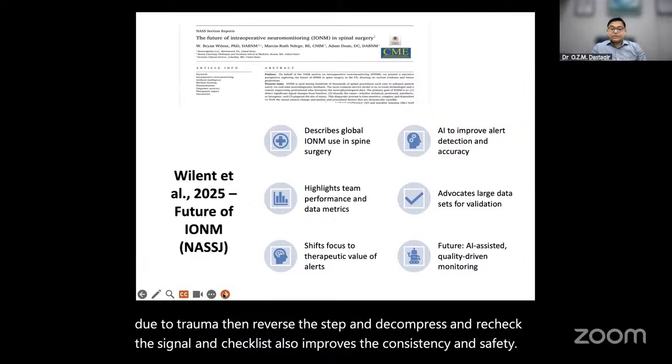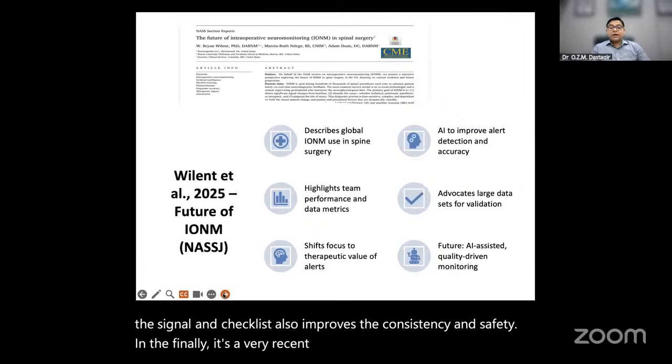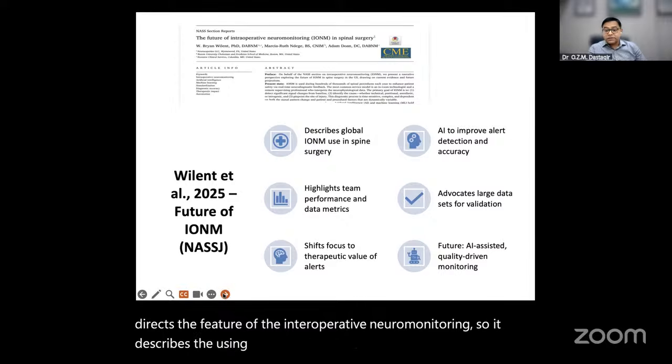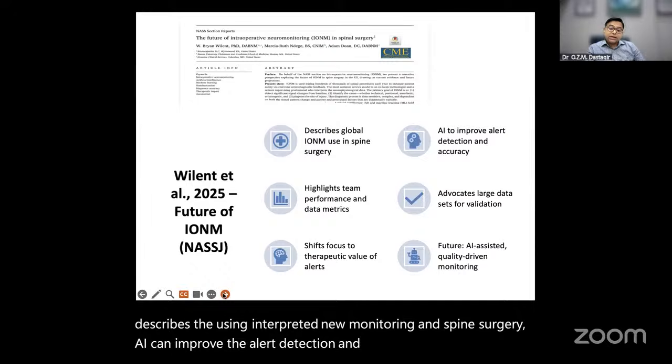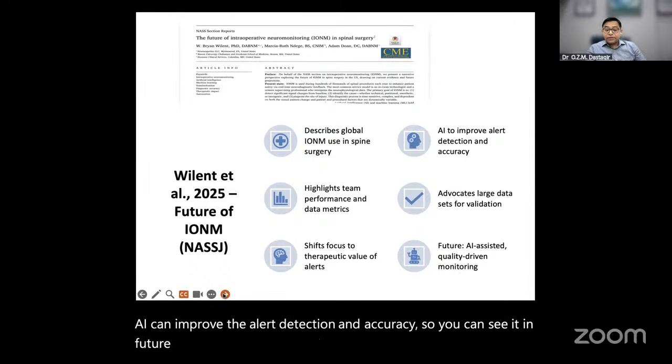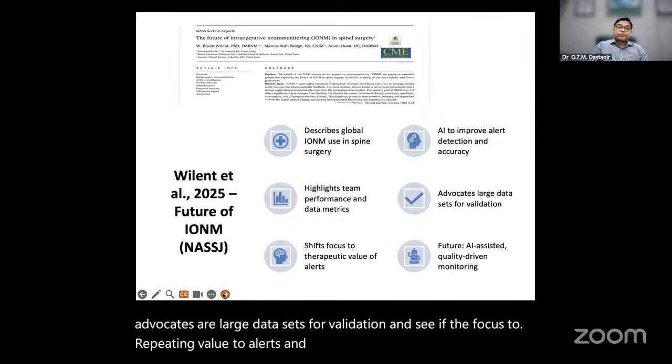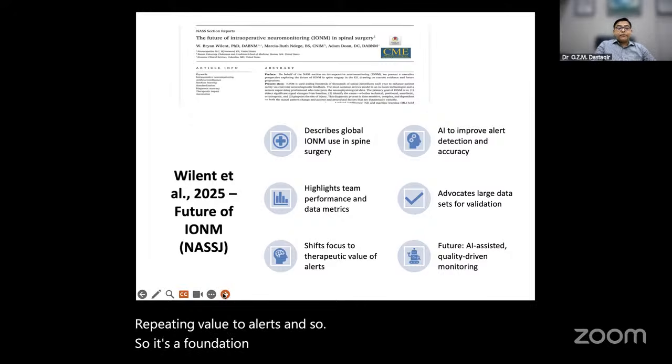Finally, there is a very recent article, Wieland et al., 2025. It directs the future of intraoperative neuromonitoring. It describes using intraoperative neuromonitoring in spine surgery, where AI can improve alert detection and accuracy, so you can see it in the future. It also covers team performance and data metrics, and advocates large data sets for validation and shifts the focus to the therapeutic value of alerts. So it's a foundation paper for the future.